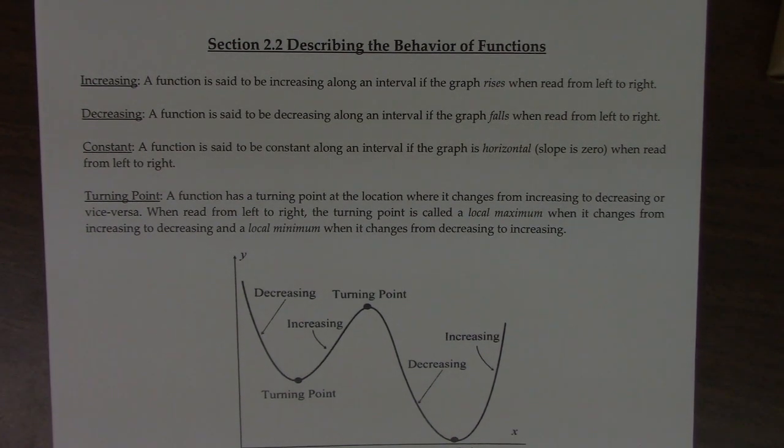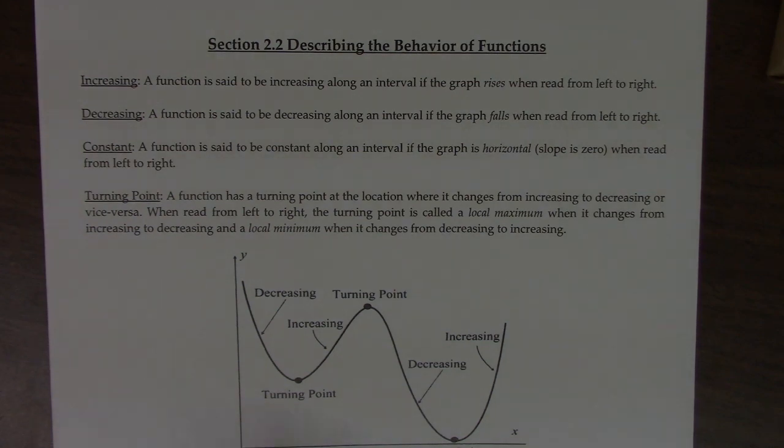So in section 2.2, we want to describe the behavior of functions. So what we're going to talk about now is when we're looking at a graph of a function, we want to be able to describe whether the function is increasing, decreasing, or constant. And if we're told a function is increasing, decreasing, or constant, we should be able to make a rough sketch of what that might look like.